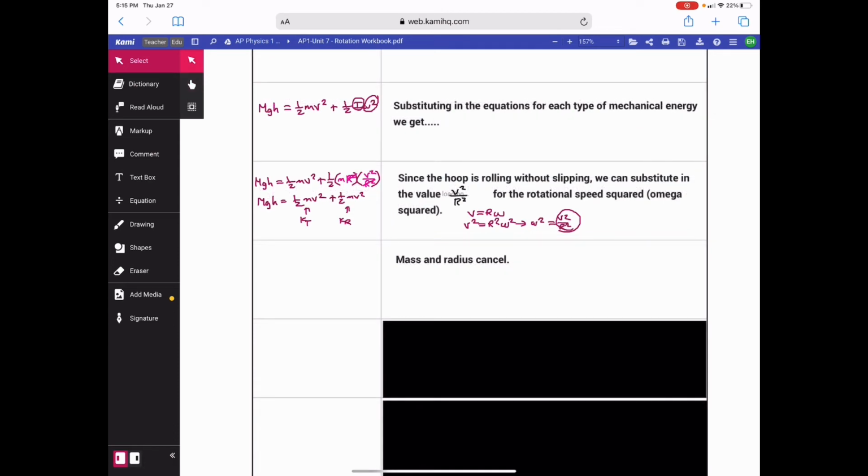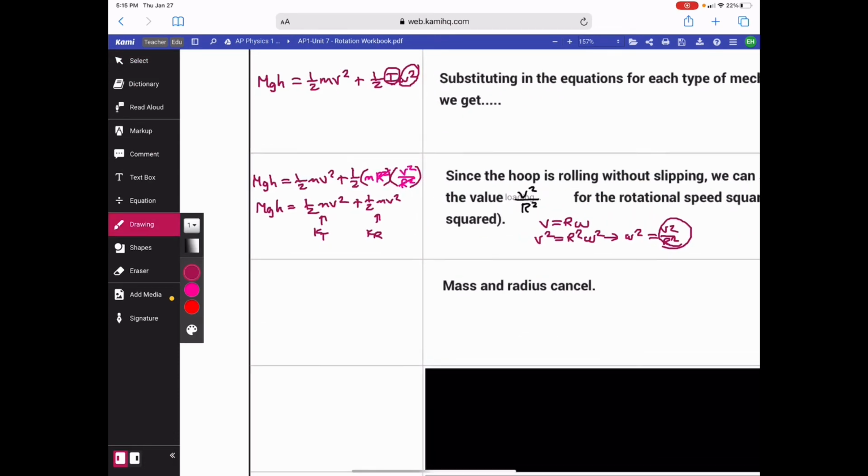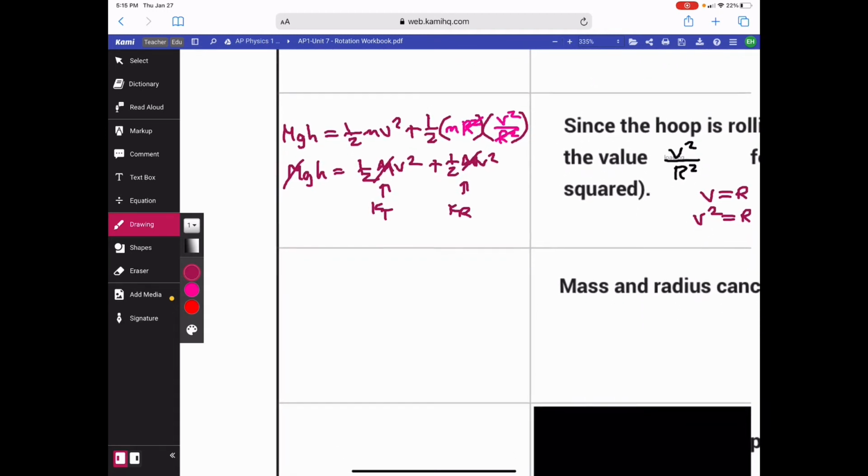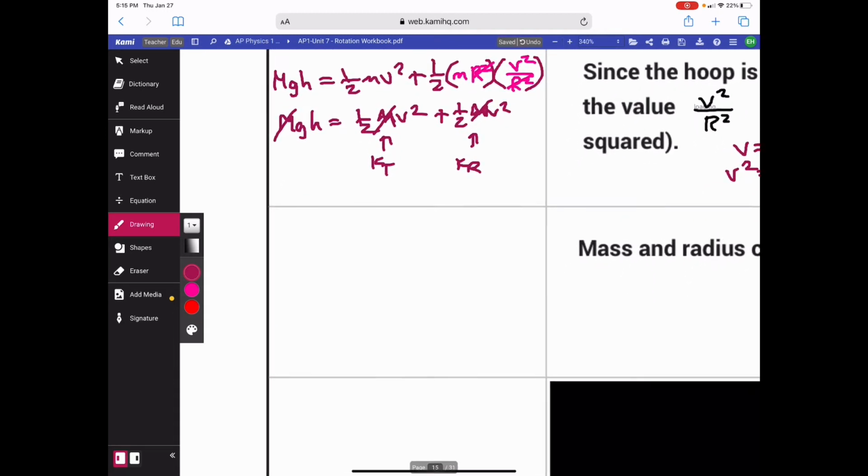Mass and radius cancel. You saw that, and then this mass is the same really as this mass and this mass, so mass cancels from everything. And we're left with gh equals, well, 1/2 mv squared, or 1/2 v squared plus 1/2 v squared is just, well, v squared.